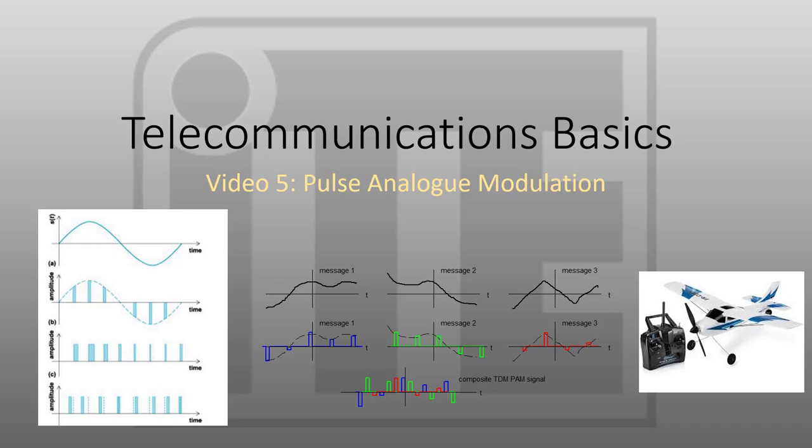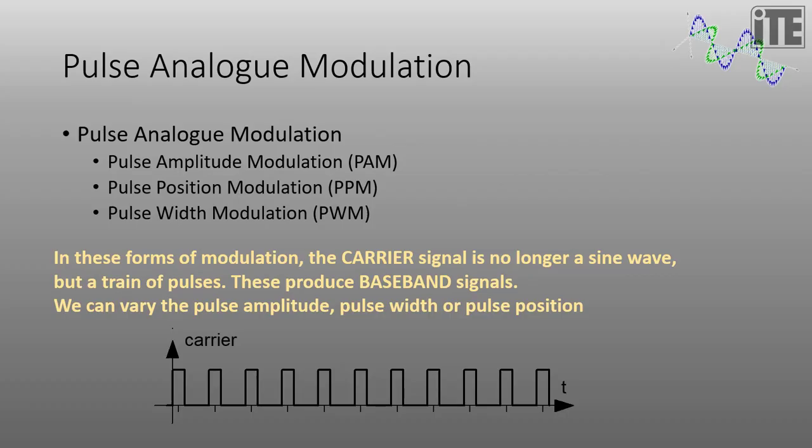In this video we're going to be looking at pulse analog modulation. In pulse analog modulation there are three basic types: pulse amplitude modulation, pulse position modulation, and pulse width modulation. In these forms of modulation, the carrier signal is no longer a sine wave that we've been used to seeing, but this time it's a train of pulses, as shown here.